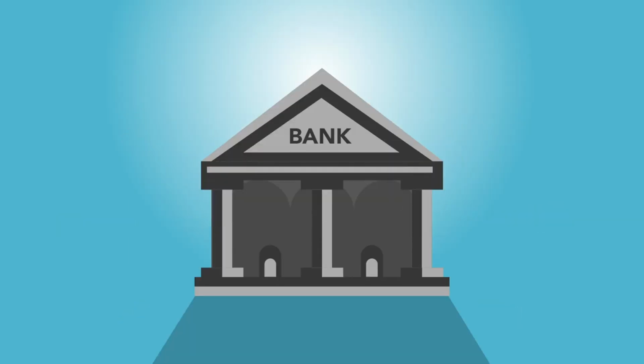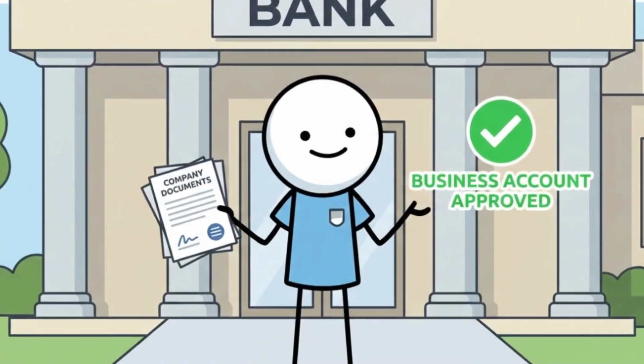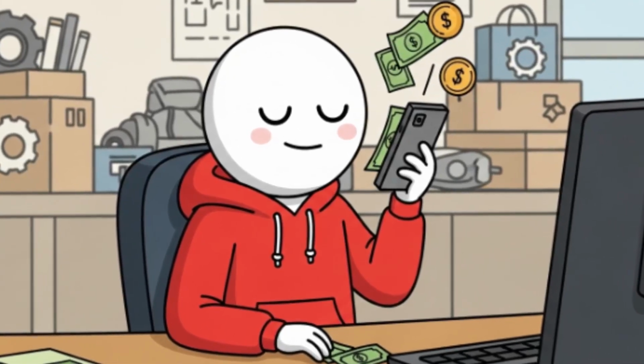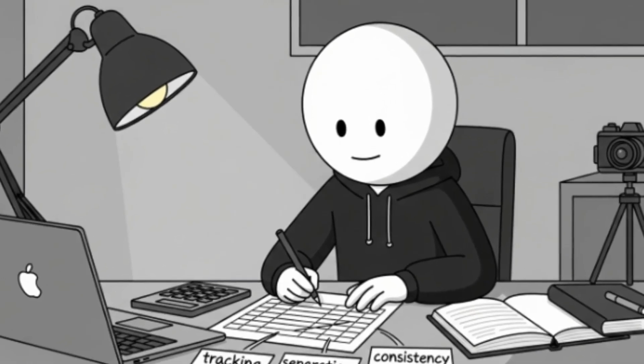Let's break down how it actually works step by step. First, you download the app and connect your bank account. This allows Branch to analyze your income deposits and spending patterns. This step is required because the app needs to understand your financial behavior.